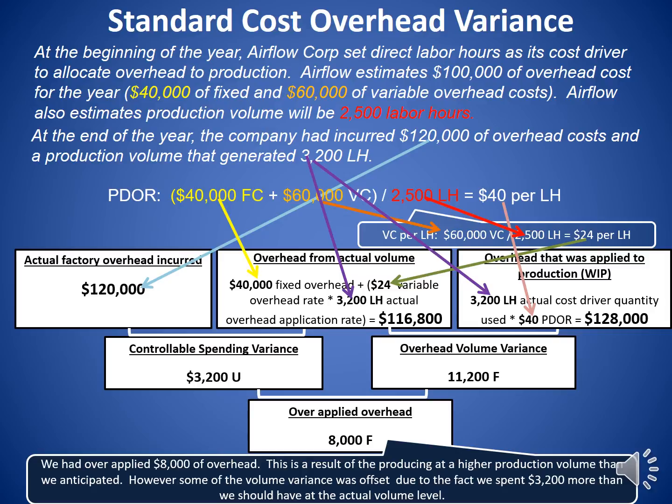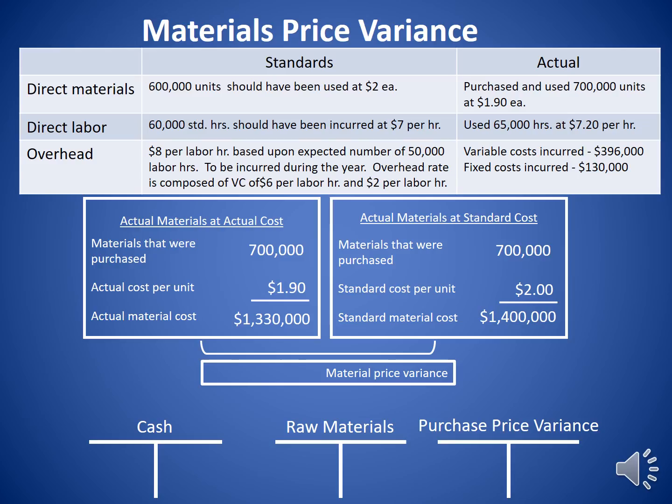Now we're going to go on and see some other magical items in standard cost. We're going to do an exercise regarding standard costing. This is how the information would probably be presented on the CPA exam. We have direct materials, direct labor, and overhead, and we have standards and actual.